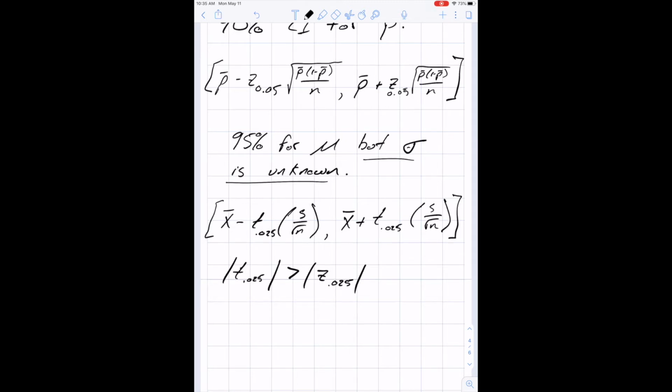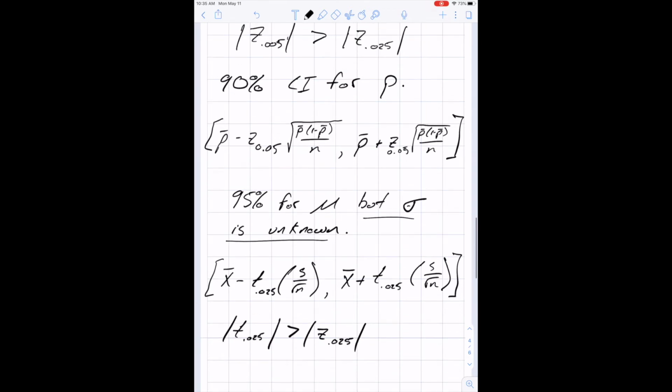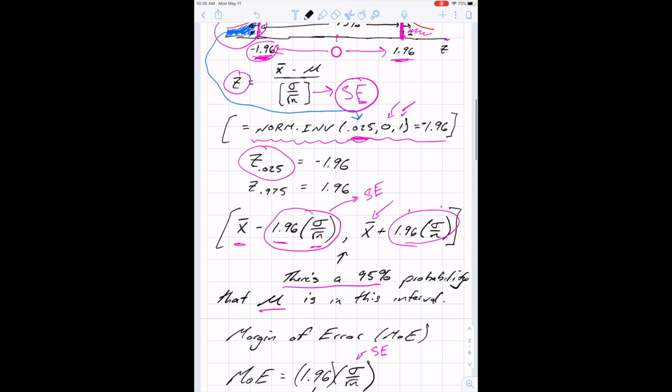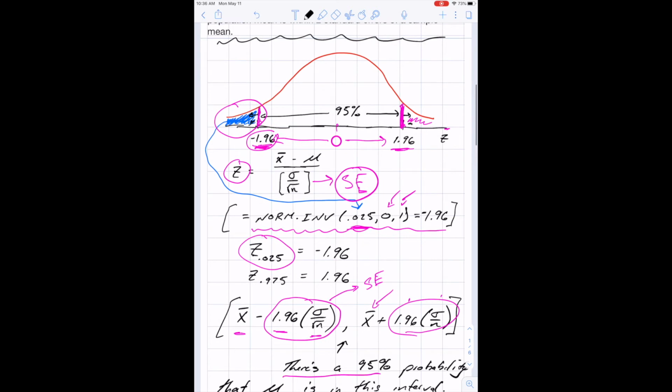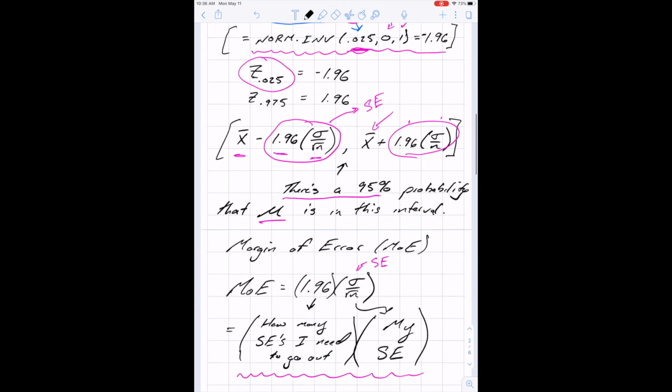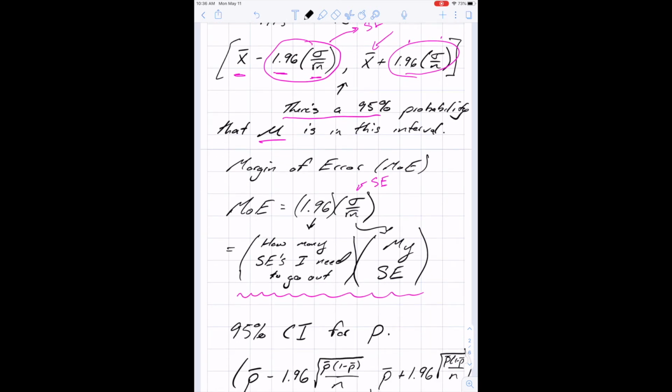All right, so those are some different cases. In the next part of this video, I'm going to show you how to actually make those calculations in Excel. But this is the logic of confidence intervals. Remember, this paragraph is really important right here. I want you to definitely spend some time thinking about that. And also thinking about how generally the margin of error always is how many standard errors I need to go out, times my standard error.